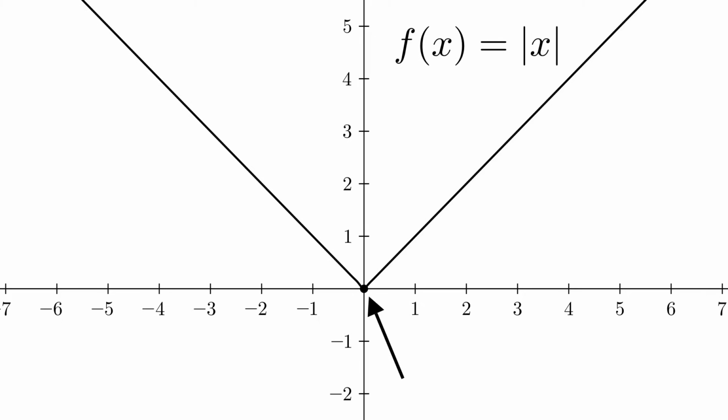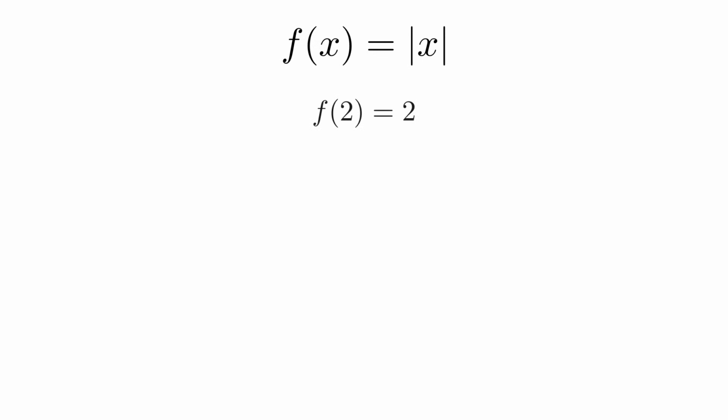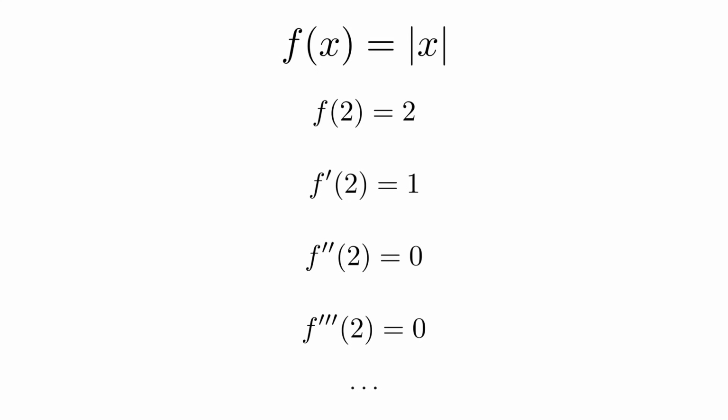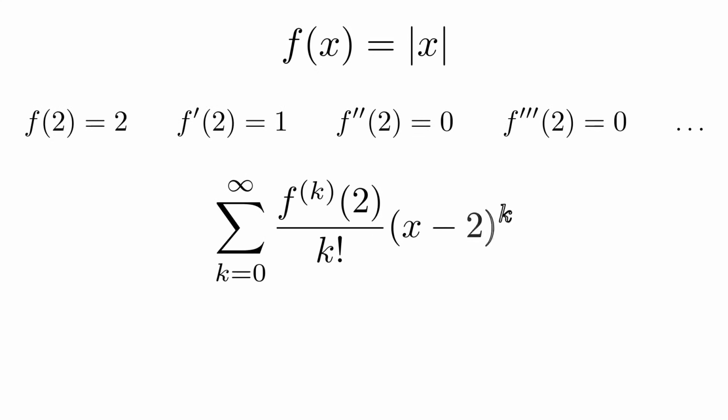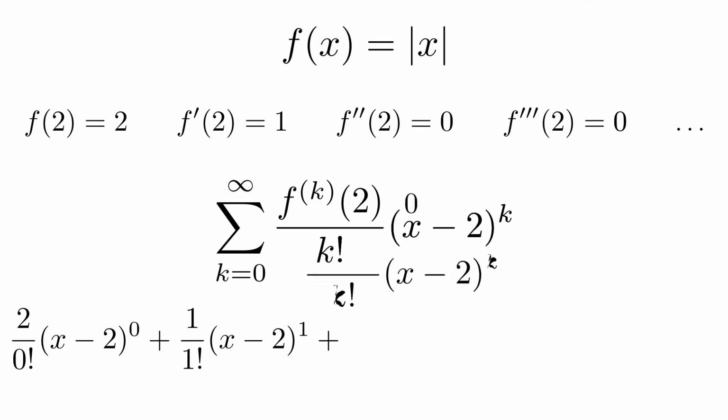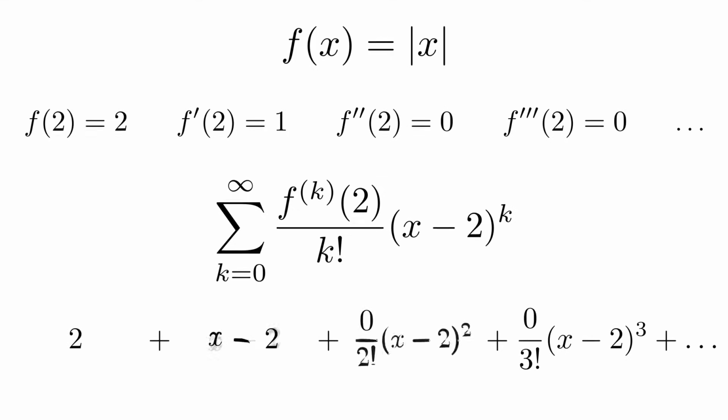This, though, is a very solvable problem, because we can just shift the center of our series from 0 over here to, let's say, x equals 2. Here, we can take as many derivatives of absolute value as we like, and they follow this simple pattern. The first derivative is 1, the second derivative is 0, the third derivative is 0, and so on.